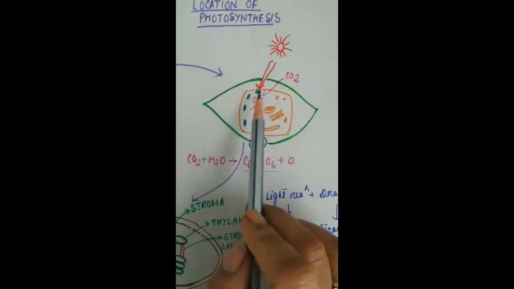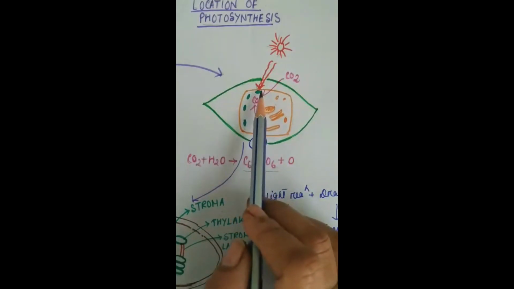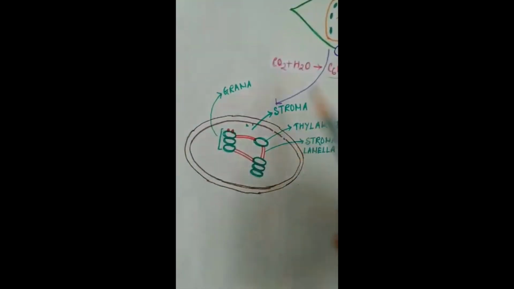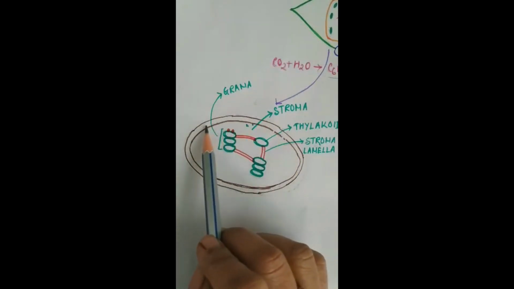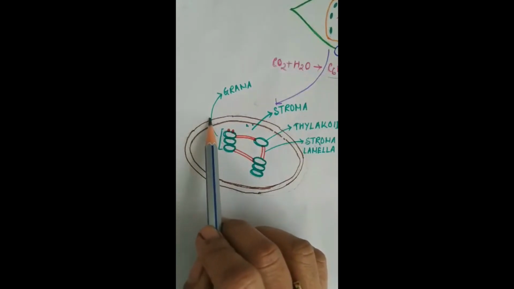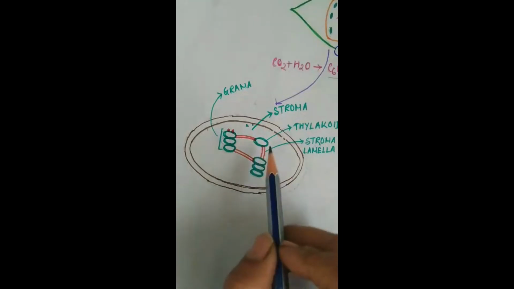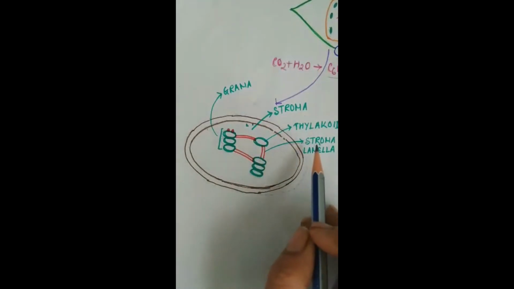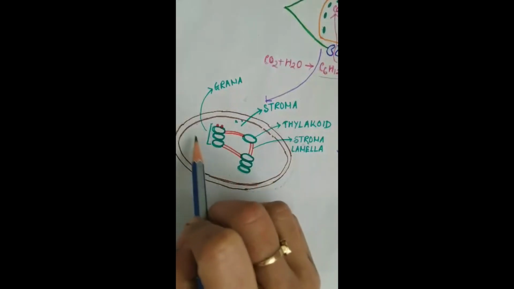Now let us come to the structure of this chloroplast, where the main photosynthesis takes place. Look, this is the green structure of chloroplast. Its structure is actually like that, an oval shape, and the chloroplast is double membrane. This is the outer membrane and this is the inner membrane. Within the chloroplast there is a semi-fluid structure which is known as stroma. So this portion is known as stroma.